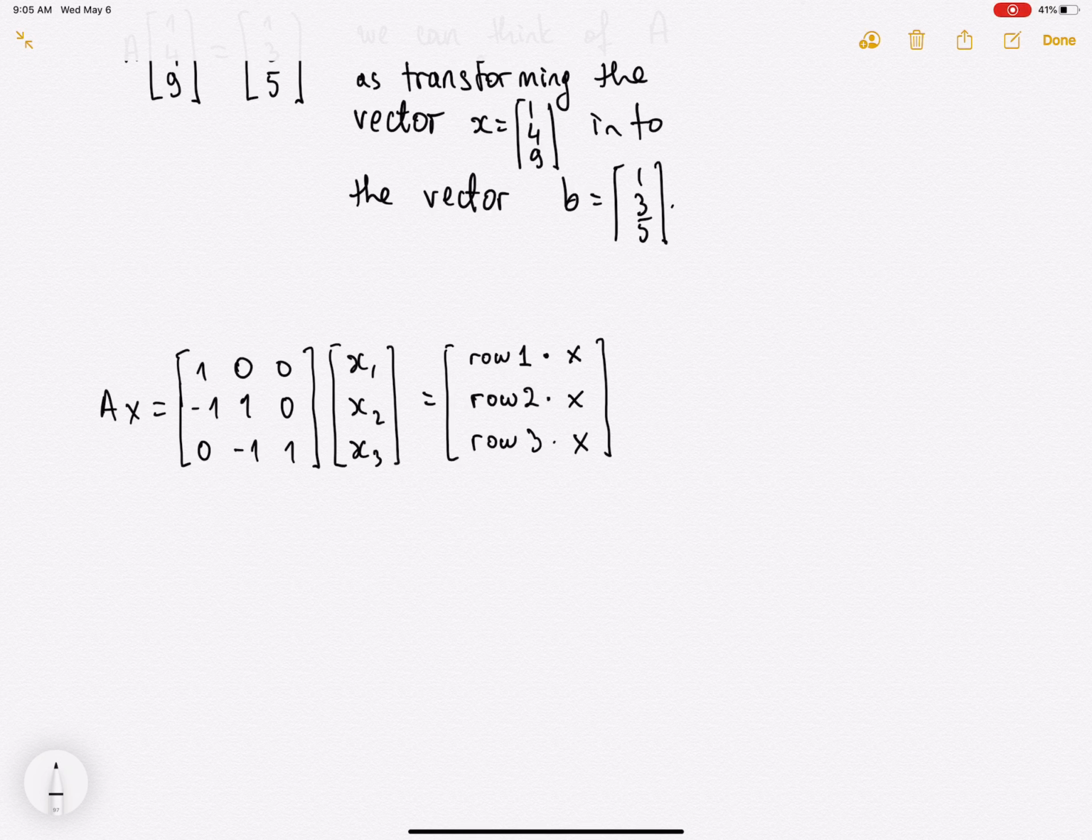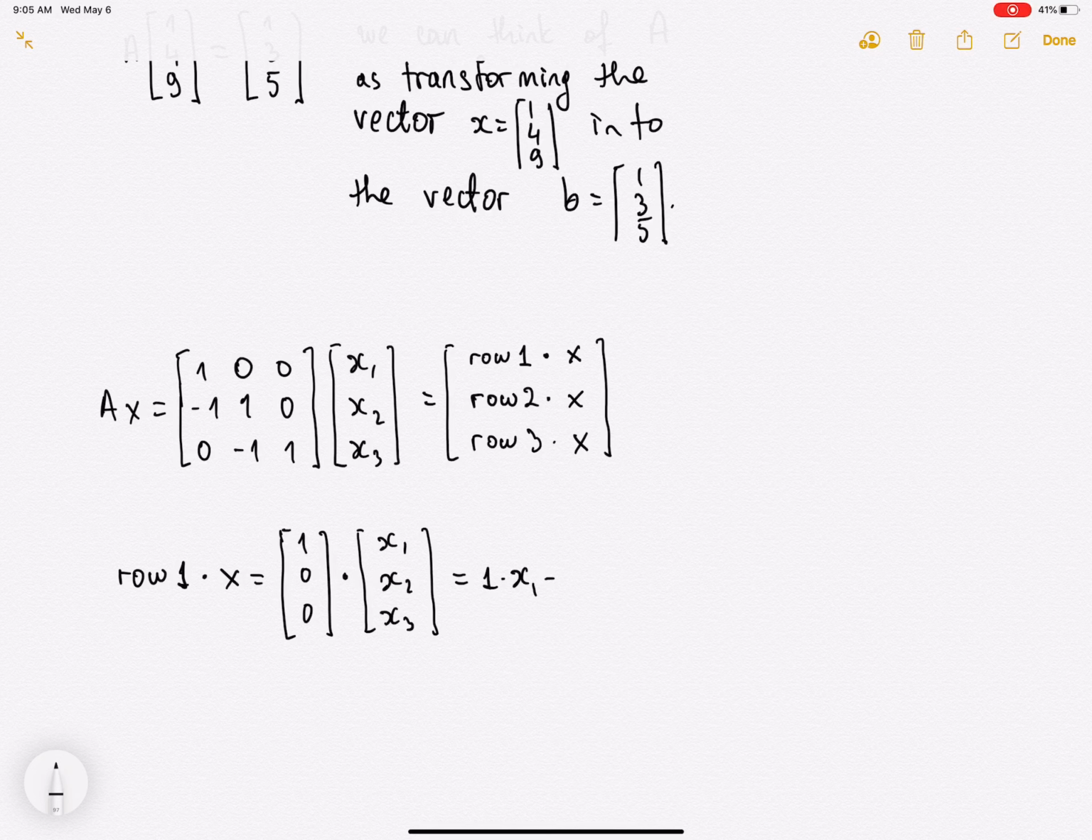So the first one, row 1 dot product x, is really this vector, the first row written as a column because our vectors are always columns, dot product with x1, x2, x3. Remember, the dot product is product component-wise. The two vectors multiply each other component-wise, and then those different products are added. So we have 1 times x1 plus 0 times x2 plus 0 times x3, and that adds up to x1.